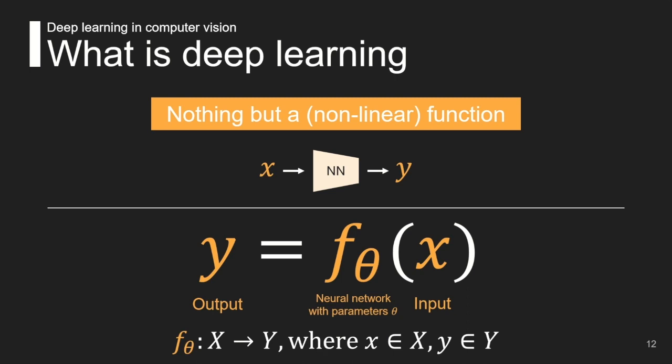So what actually is deep learning? It is nothing but a non-linear function. We can input x to the deep learning model, which can also be called a neural network model, and the model will output y. The model itself can be regarded as the following formula. The neural network model is f theta, which indicates the neural network model with parameter theta. We input x to this function, and this function will output y. So the function f theta means the mapping from x to y.